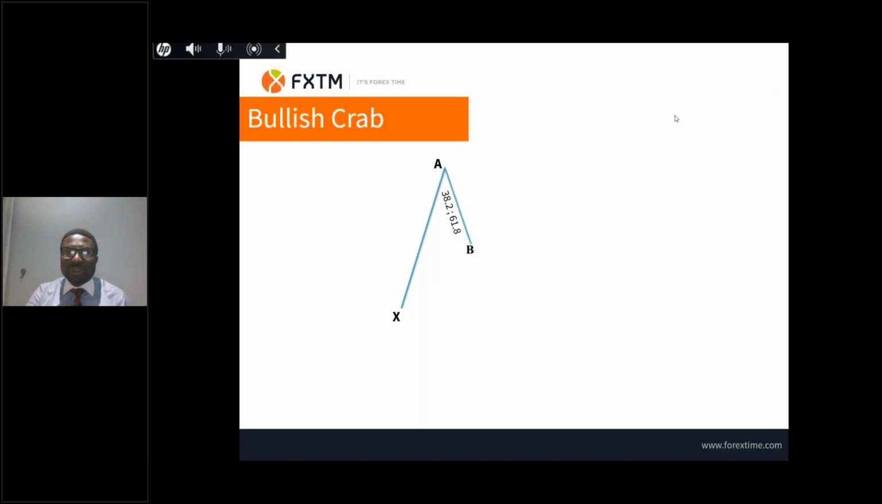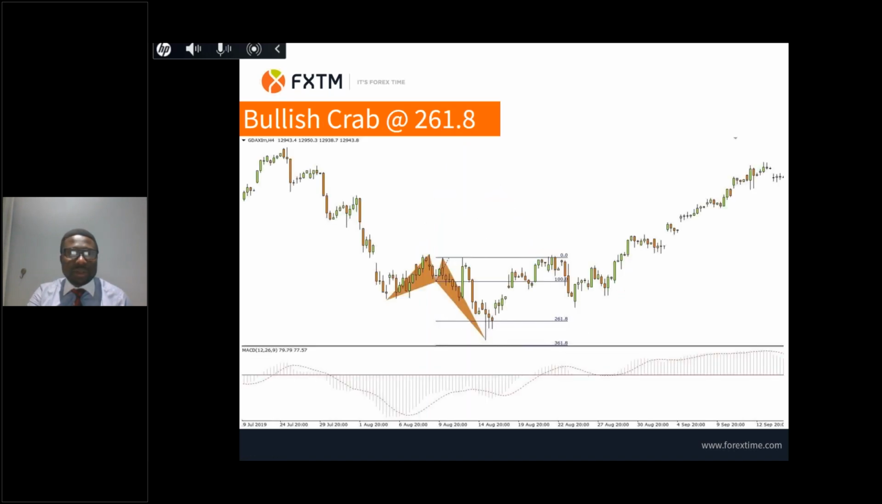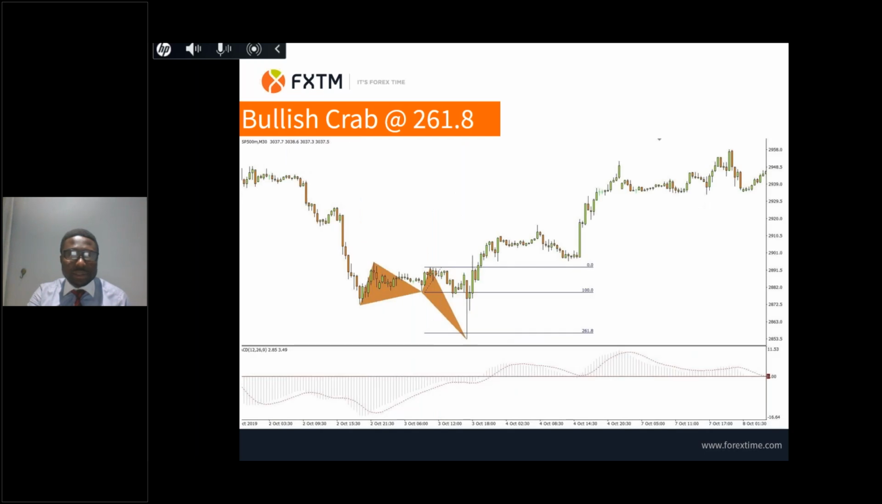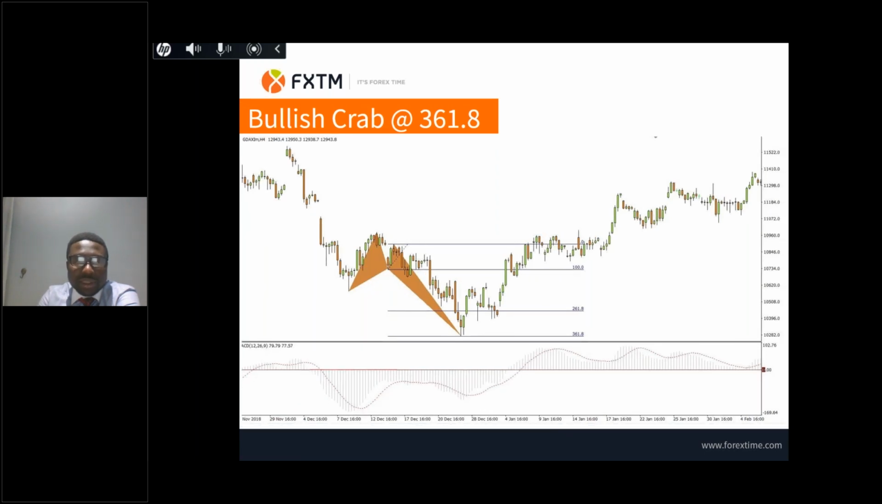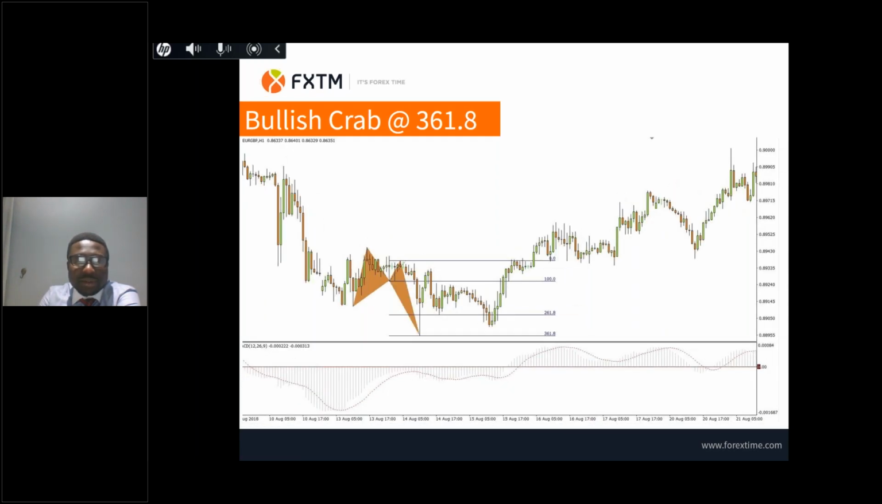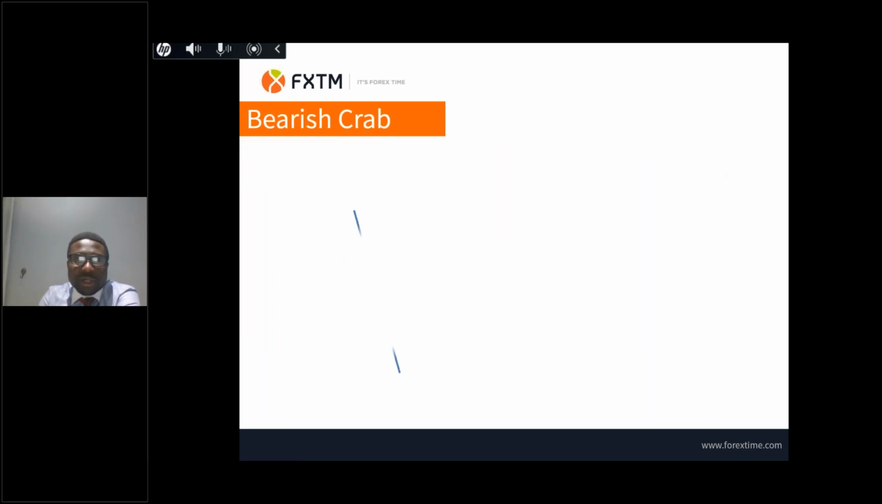Okay, so this is the bullish pattern, and we have examples here. This is S&P 500 as an example here. This is GDAX. We considered this example just recently, bullish crab at 361.8. This is Euro GBP H1. Consider this.